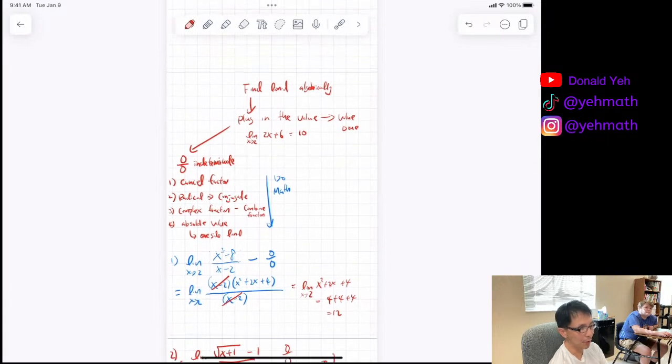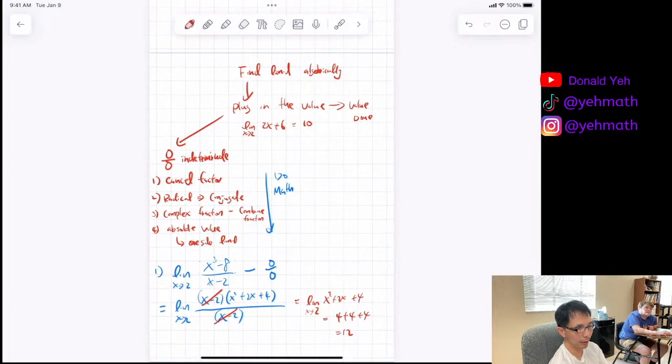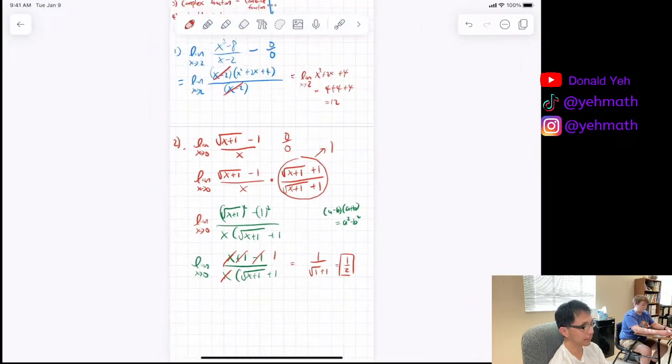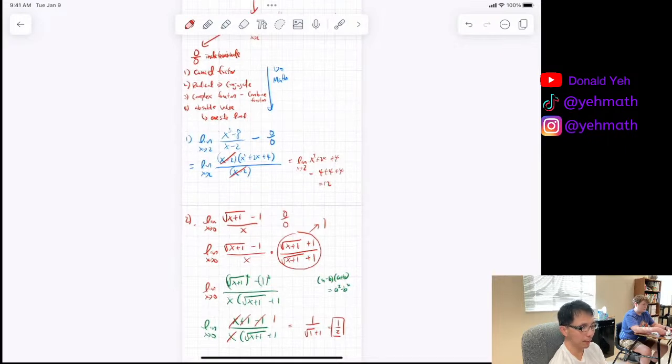Now, I didn't do this part. You guys have to go watch a video about this part. I'll make a better video here. This is the part where you have to cancel factors and do a conjugate. I will post a link to a video, and your homework is based on that.